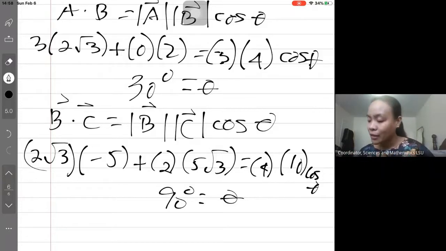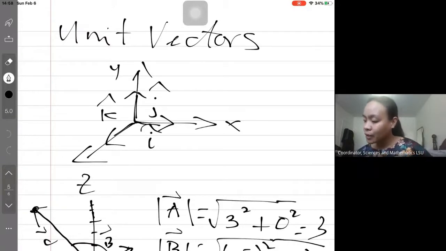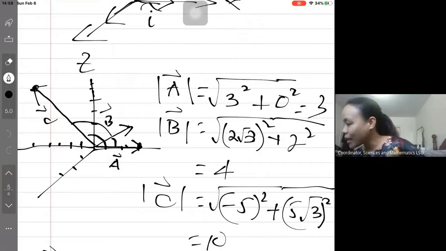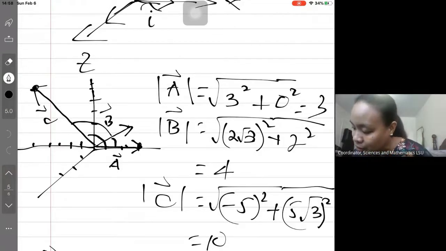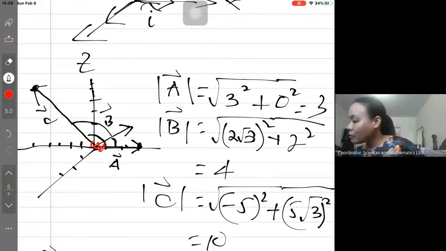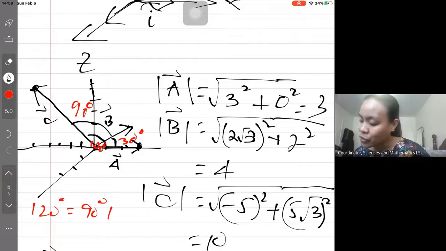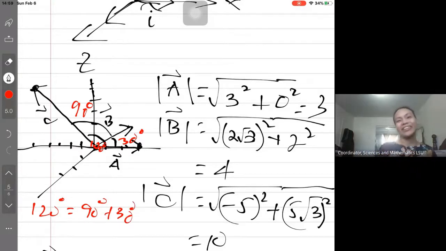Let us go back here to our drawing. Between A and C, how much was that? The angle between A and C is 120 degrees. Let us check if our answer is correct. Between A and C is 120 degrees. Between A and B, the angle is 30 degrees. And between B and C, the angle is 90 degrees. And if you add, 120 is 90 plus 30. So our answers are correct.